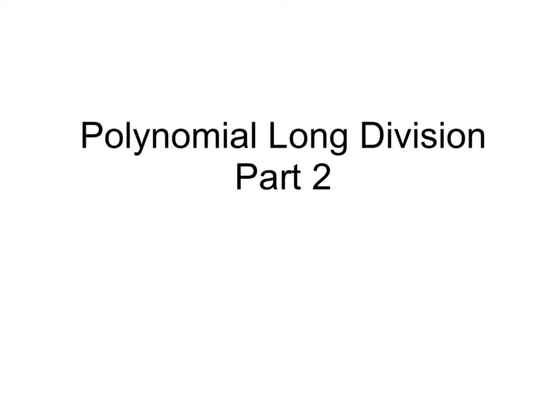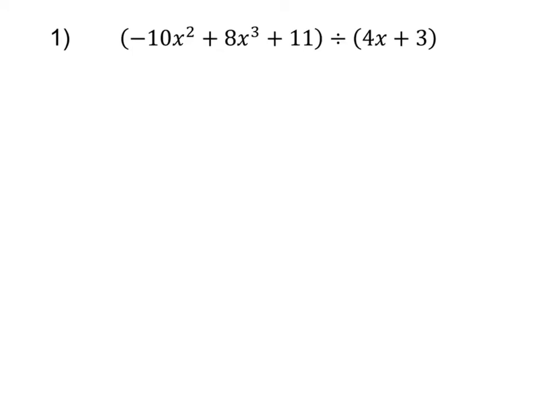We're going to do a few more examples of polynomial long division. Here's our first one. We have the first polynomial, negative 10x squared plus 8x cubed plus 11, and that's being divided by 4x plus 3. There's something a little bit different here compared to the ones we did in our other video. What I want you to notice is that this first polynomial is not written in standard form. It's out of order.